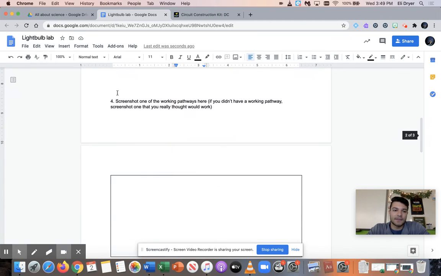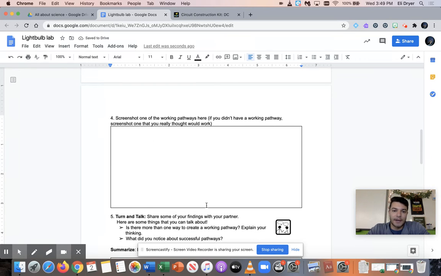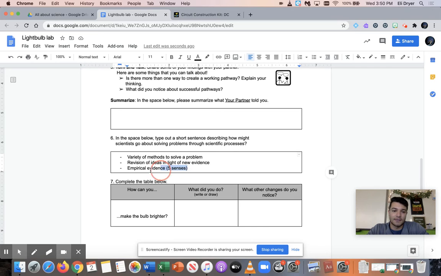The next thing after that is take a screenshot of one of your working pathways. If you can't take a screenshot, take a picture of it with your phone and upload it onto here, okay? For number 5, this right here, don't worry about it. We didn't have time in class to do it for some people. We're not going to do it. I'm not going to grade it, okay? Don't do number 5.